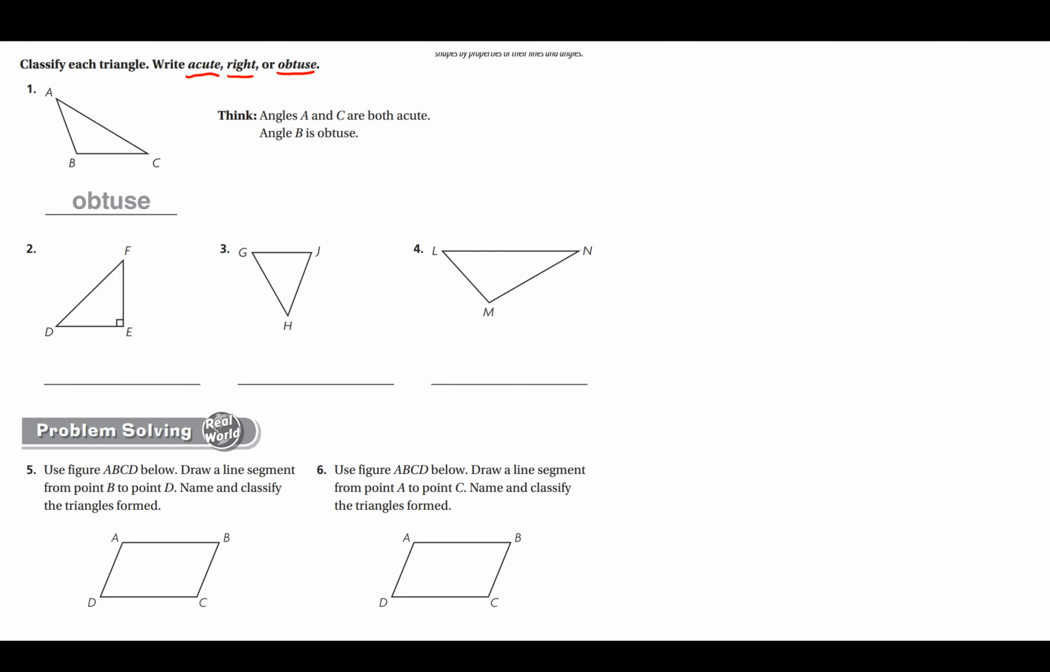So if a triangle has one obtuse angle, it is an obtuse triangle. If it has at least one right angle, it is a right triangle. And if it has all acute angles, it is an acute triangle. So let's take a look. Number 2, remember from our last lesson, that little box means we have a right angle. So this is a right triangle.